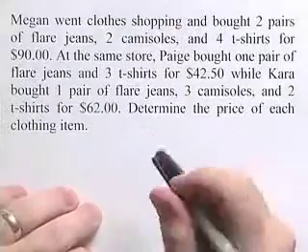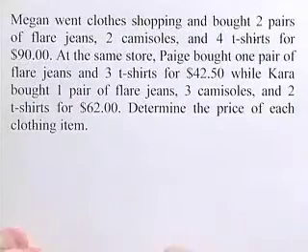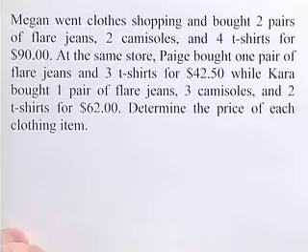We're going to use matrices on our graphing utility to solve a system of equations. In this situation, Megan went clothes shopping and bought 2 pairs of flare jeans, 2 camis, and 4 t-shirts for $90. At the same store, Paige bought 1 pair of flare jeans and 3 t-shirts for $42.50, while Kara bought 1 pair of flare jeans, 3 camis, and 2 t-shirts for $62. We're asked to determine the price of each clothing item.